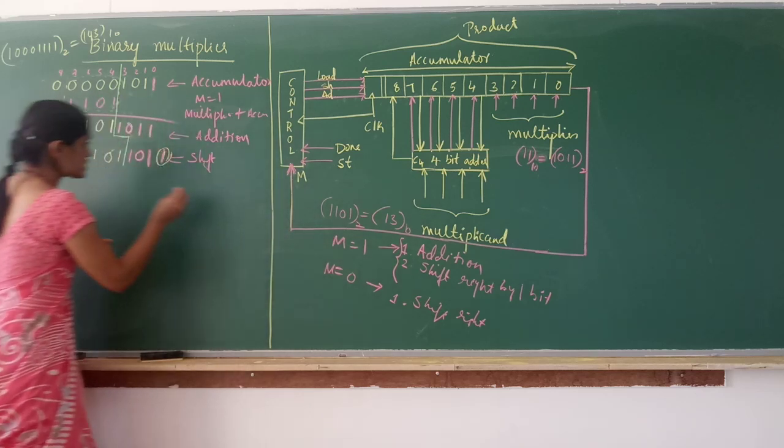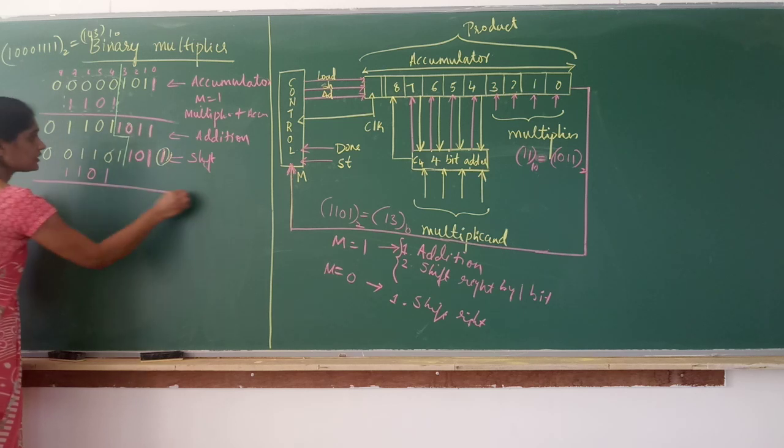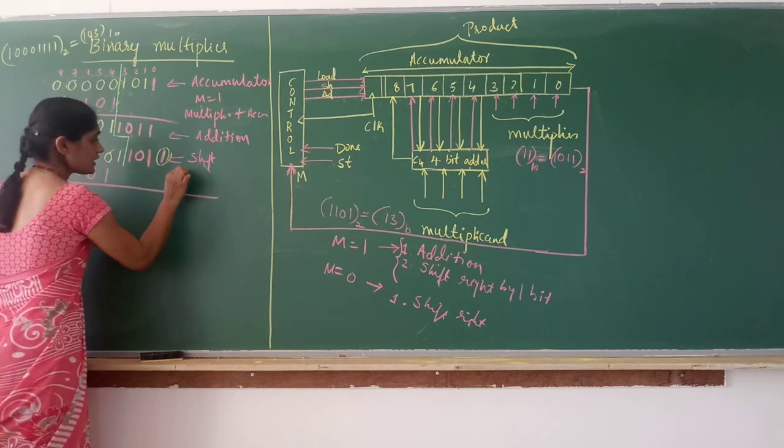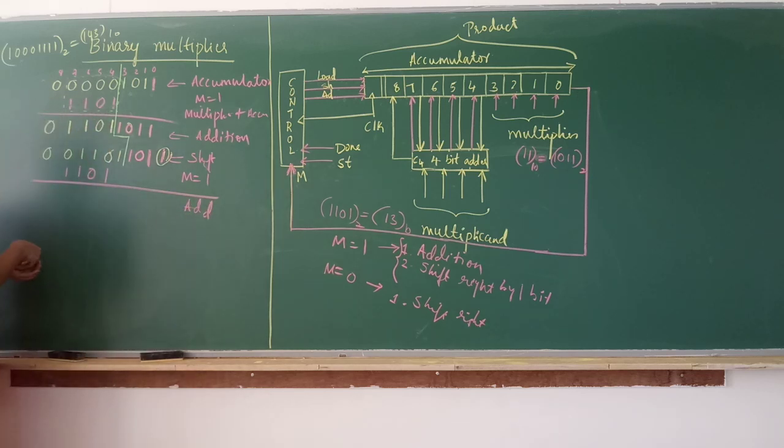So what should happen? Addition. Addition with what? 7th, 6th, 5th, 4th bit with multiplicand. Multiplicand is what? 1, 1, 0, 1. Again add. Correct? M is equal to 1. So first add. Okay. So when you add it, what is the answer you are going to get?